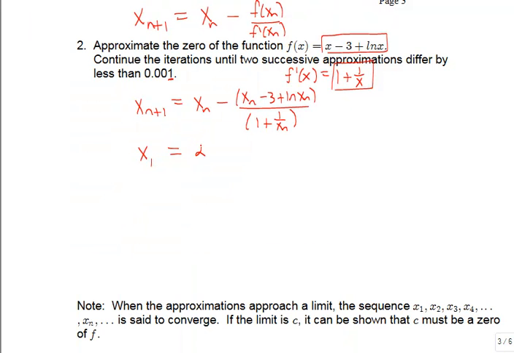If I do that, then in this formula, x sub 2 would be 2 right here, minus parentheses 2 minus 3 plus ln of 2, so that's just with this 2 plugged in for that x sub n, over 1 plus 1 over 2. I'm going to go ahead and type that into my calculator.